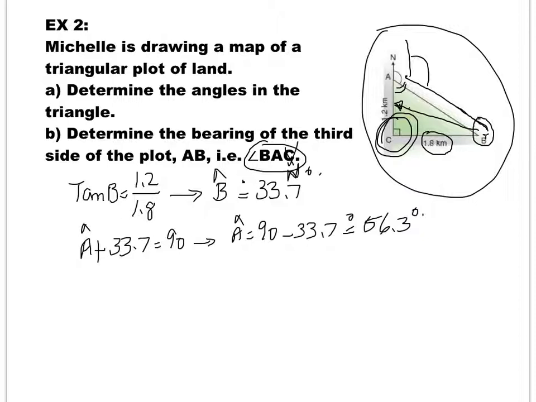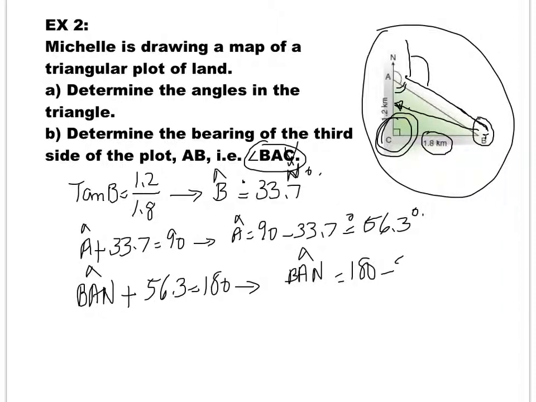So we are talking about this angle. To find this angle, I use the fact that the straight angle is 180. So I can say BAN plus angle A, I found angle A is 56.3, is 180. So I can say BAN is 180 minus 56.3, which is about 123.7 degrees.